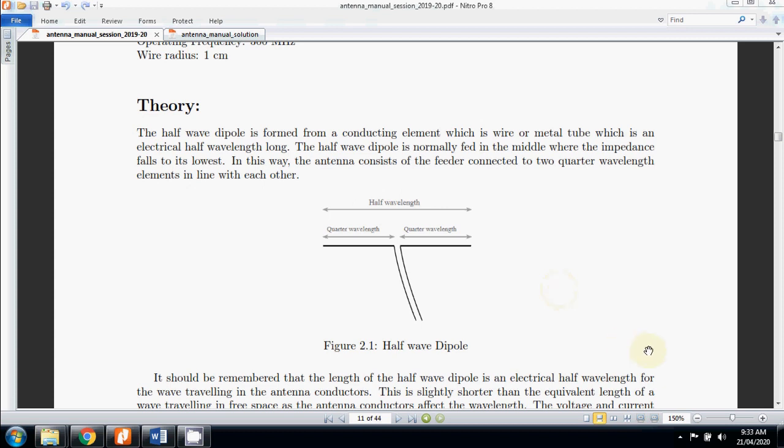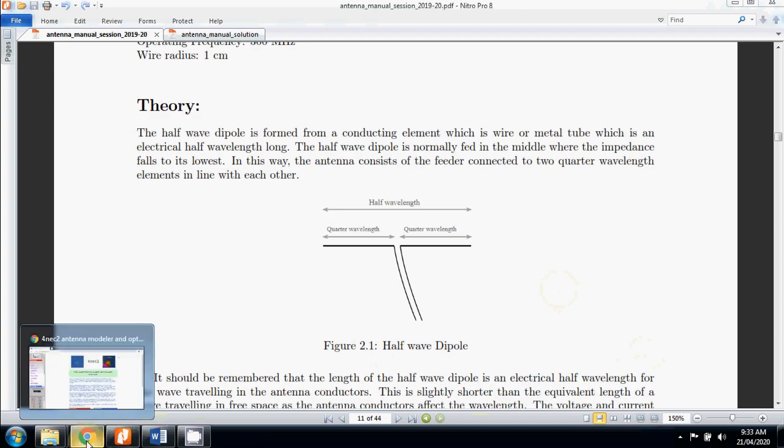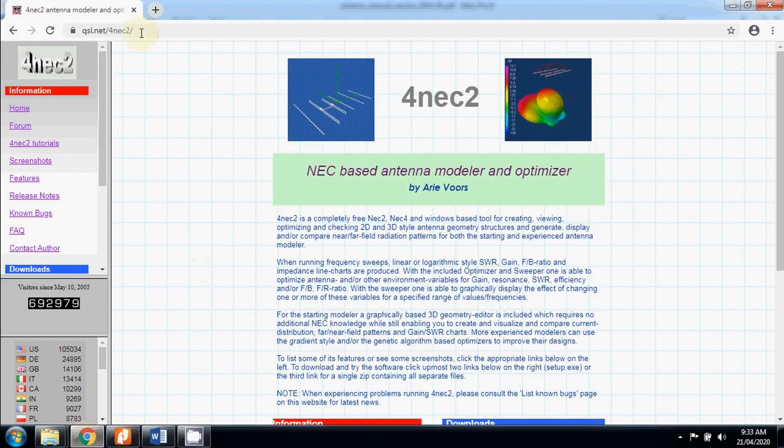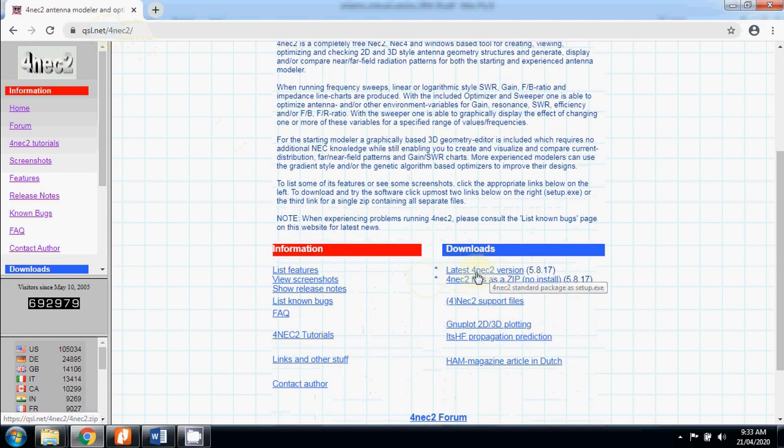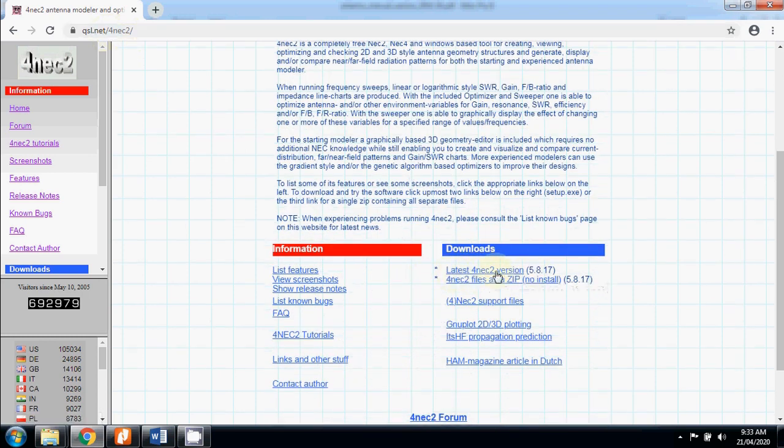So first of all, let's see what tool we are going to use. There's a tool known as 4NEC2. It is freely available on qsl.net, and this is the link to download it. You can download the Windows setup also, or you can download the copy-pasted version of it, and it does not need to be installed. The latest version that you can find here is 5.8.17.